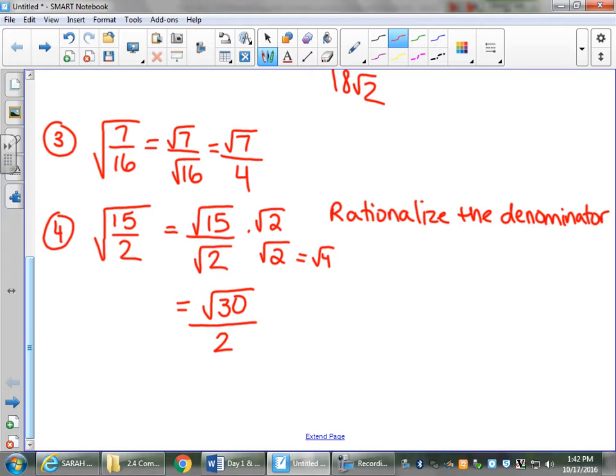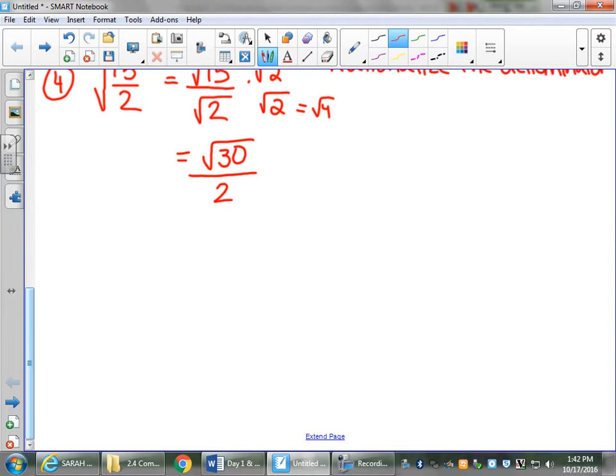Now the second thing you need to be careful of is the 30 is under the radical, the 2 is not. Therefore, you cannot do 30 divided by 2, because one is under the radical and one is not. So you cannot do that division. That is as far as that example would be able to go.